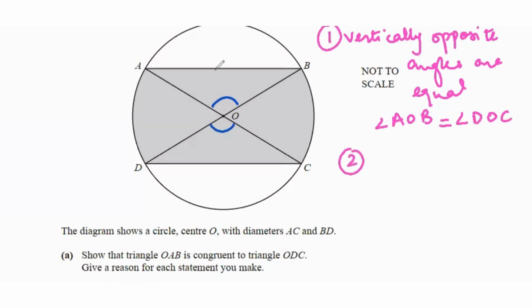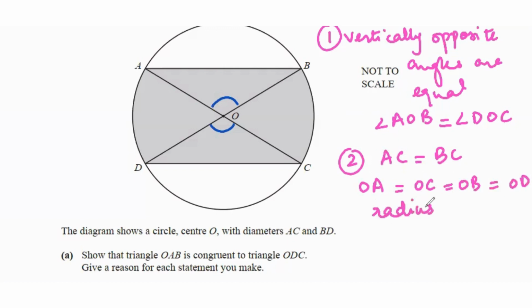Then next we will say that AC is equal to BD. Why? Because of the diameters, which means OA is equal to OC equal to OB equal to OD, because they're all the radius. So this is equal to this, equal to this, equal to this. Since we have two lengths equal and an angle equal, we can say side angle side. This congruency theorem shows that both these triangles AOB and DOC are congruent.